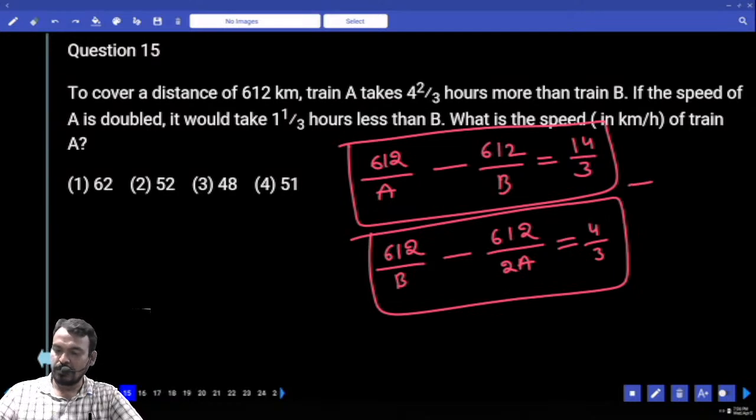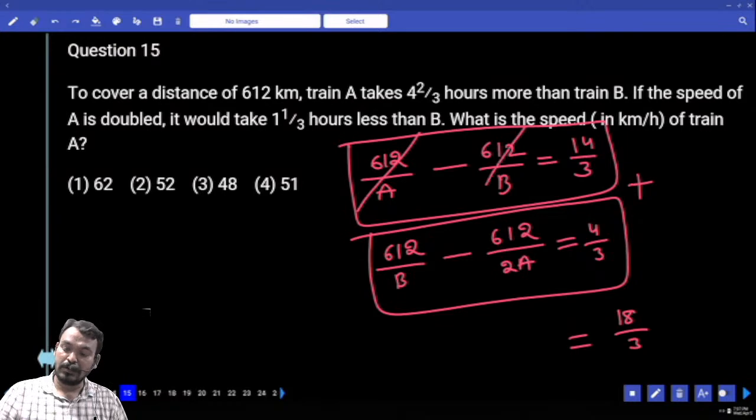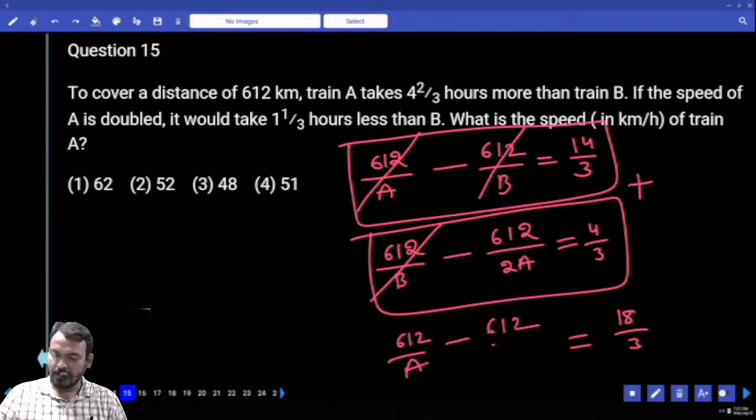Okay. These two equations are added, we get the A value, or not? But the right hand side 18 by 3, or not? Left hand side plus 612 by B, sorry, minus 612 by B plus 612 by B, both are cancelled. What is the remaining value? 612 by A minus 612 by 2A, or not?